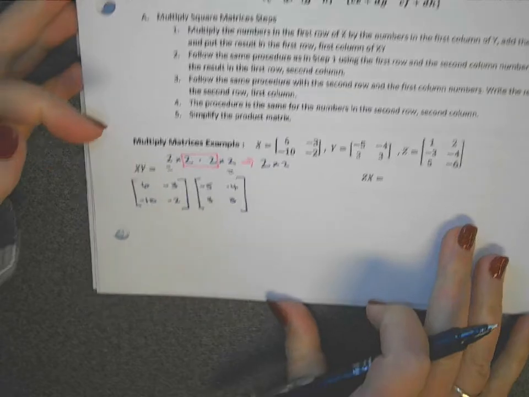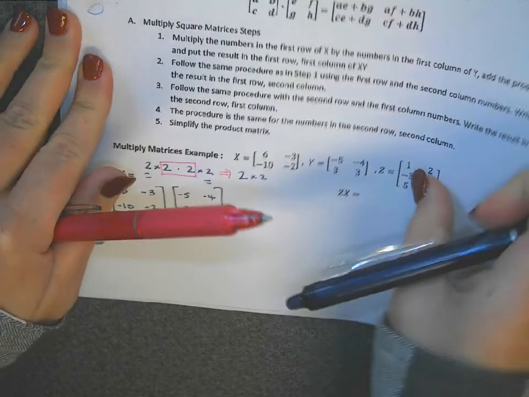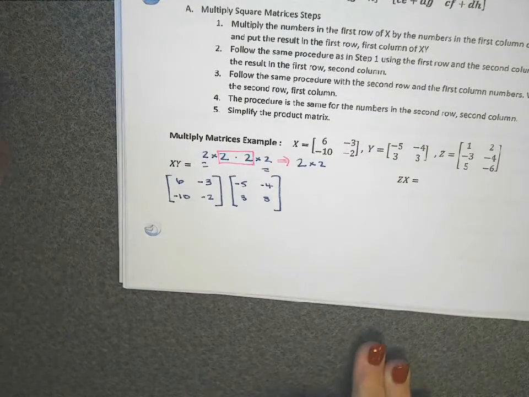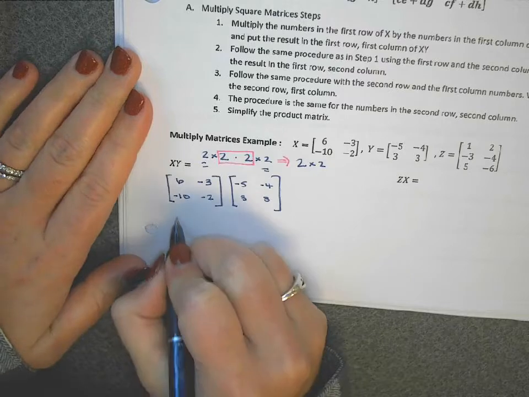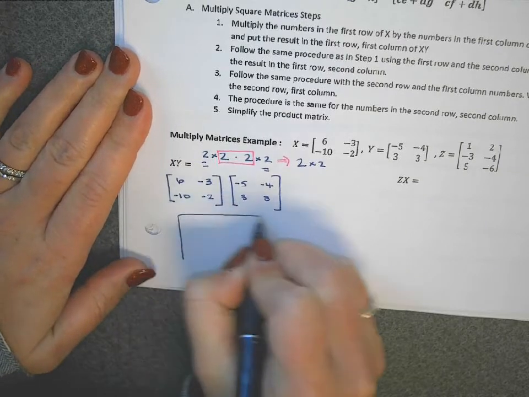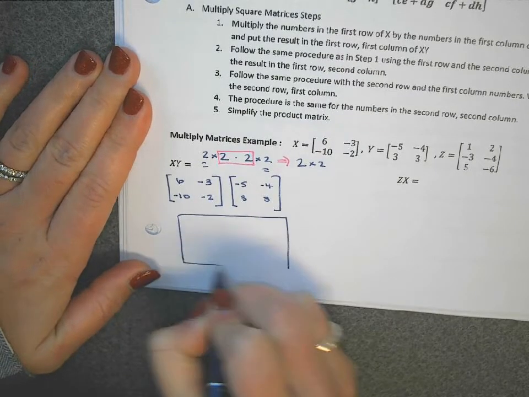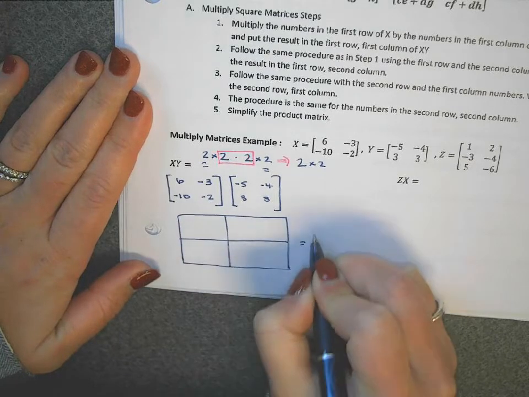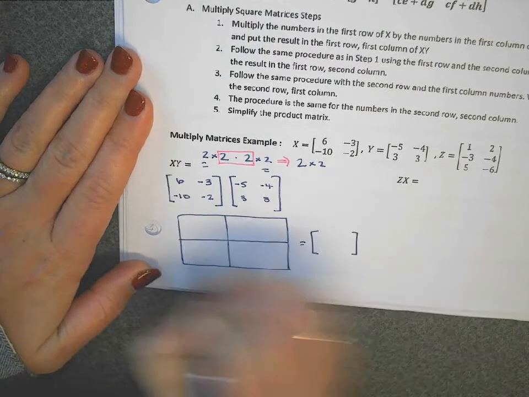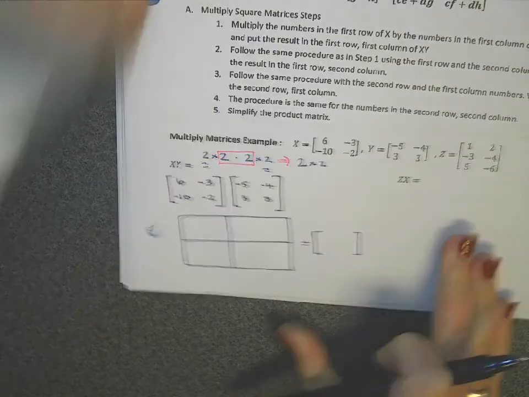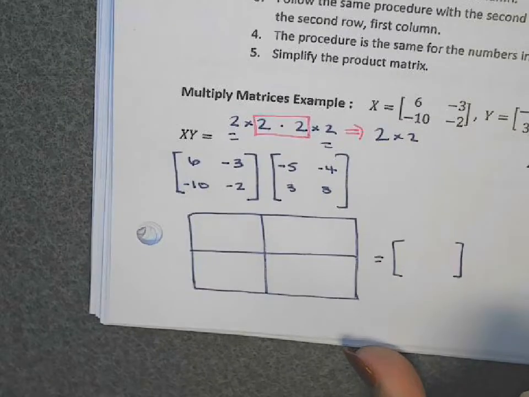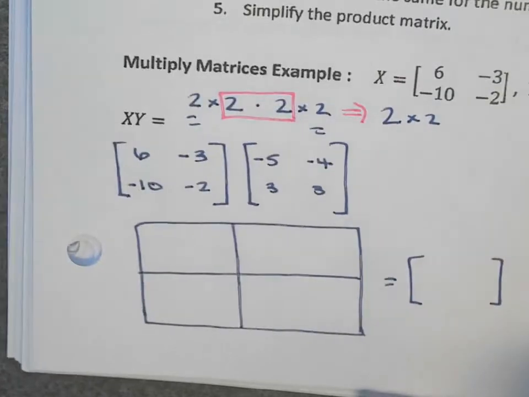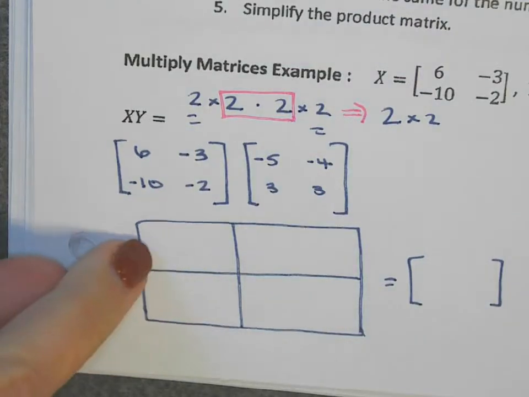So, our workbox is going to be pretty in-depth here. What I usually recommend doing is drawing your workbox as a 2 by 2, and then we'll have our answer as a 2 by 2. But make your workbox very large because it's important that you have a lot of room to show your work. So, this is the first row, first column.